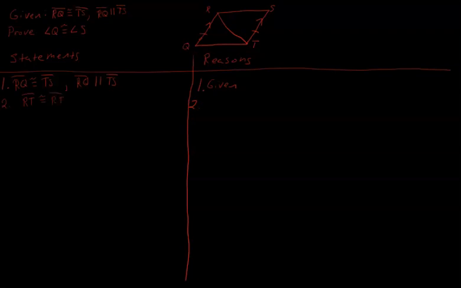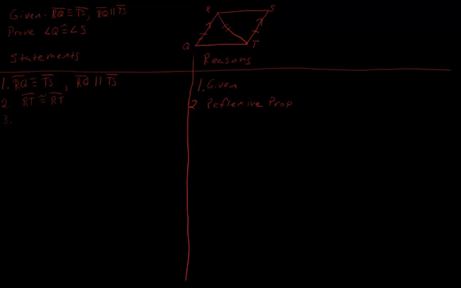How do we know that a segment is congruent to itself? Well, that is the reflexive property. So now we have this segment congruent to itself.